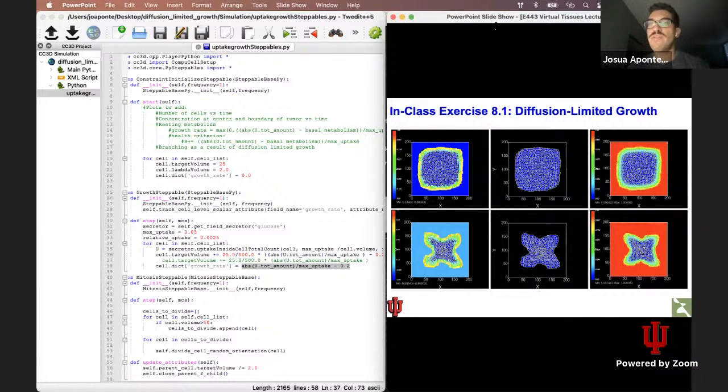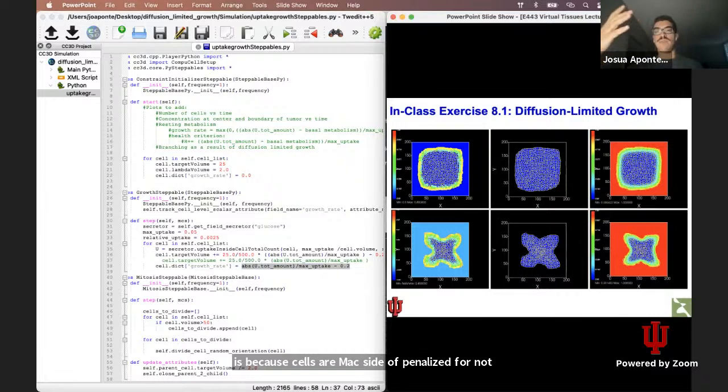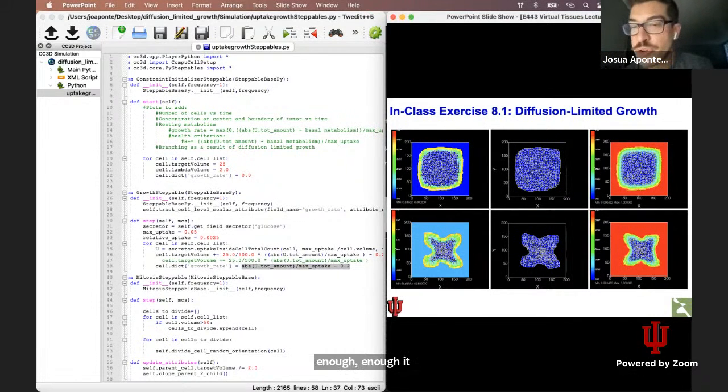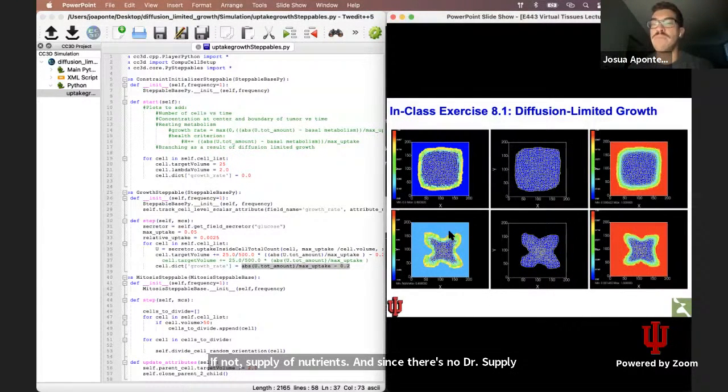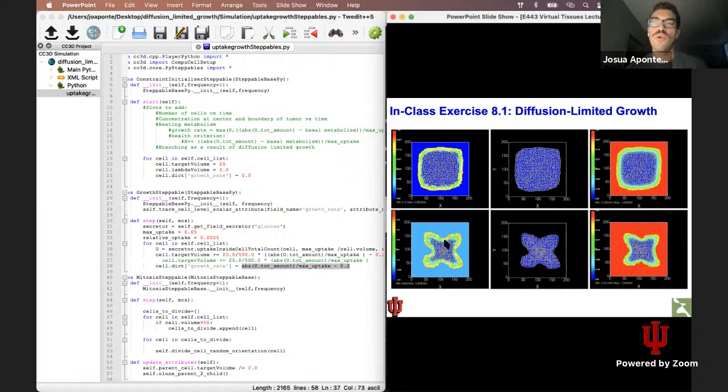And the reason this branching is happening is because cells are penalized for not having enough, if not supply of nutrients. And since the supply of nutrient is coming from the medium, cells are trying to maximize their contact with the medium, and that's where the branching happens. And with appropriate parameter values, you would get more or less of this branching to emerge from the parameters of the model. Okay.